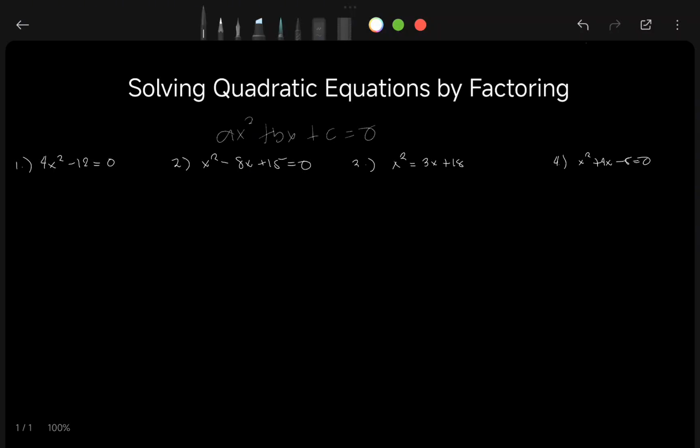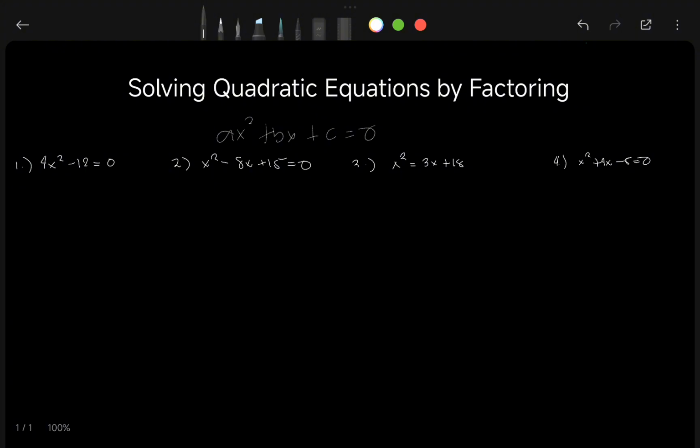Today we'll be learning how to solve quadratic equations by factoring. There are many ways for us to solve quadratic equations by factoring, and there are many types of factoring methods. The first thing that we need to consider when solving a quadratic equation by factoring is that your quadratic equation must be factorable, because we cannot apply the factoring method if your quadratic equation is not factorable.